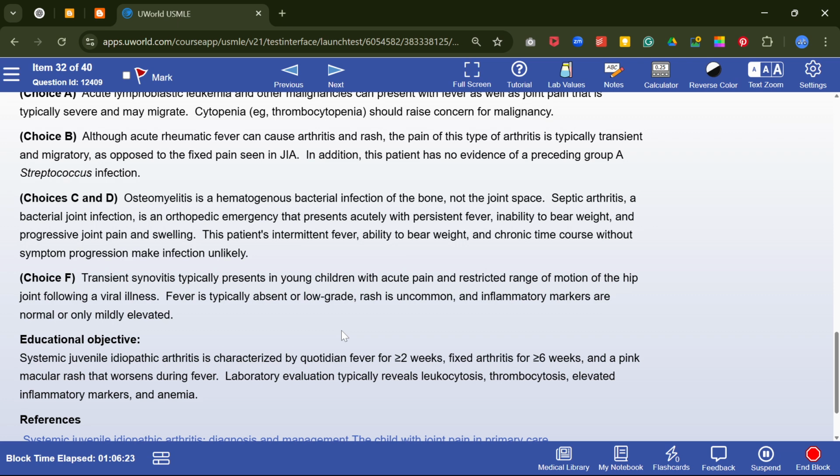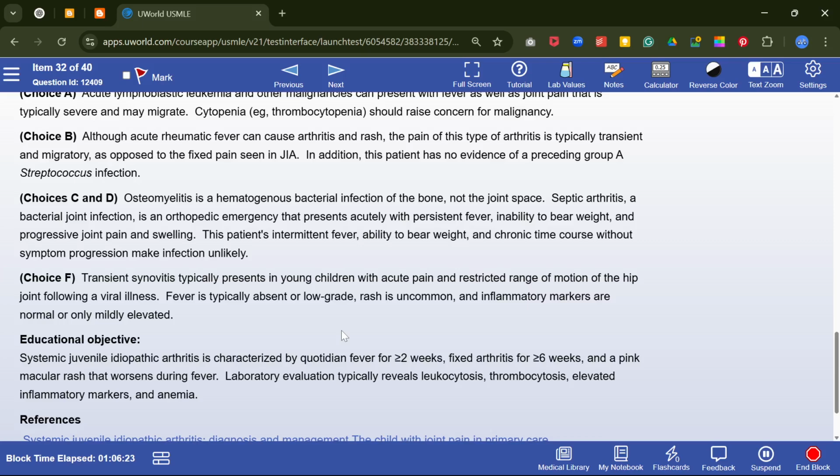Osteomyelitis is a hematogenous bacterial infection of the bone, not the joint space. Septic arthritis, a bacterial joint infection, is an orthopedic emergency that presents acutely with persistent fever, inability to bear weight, and progressive joint pain and swelling. These patients' intermittent fever, ability to bear weight, and chronic time course without symptom progression make infection unlikely.